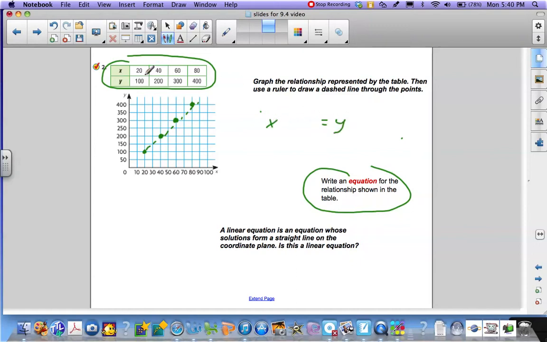Now I'm going to look for some patterns. I see 20, 100, 40, 200. So 20 times 5 is 100. 40 times 5 is 200. 60 times 5 is 300. So my equation is 5x equals y. Here we've represented this relationship with an equation, a graph, and a table. And all these things are showing the same relationship.